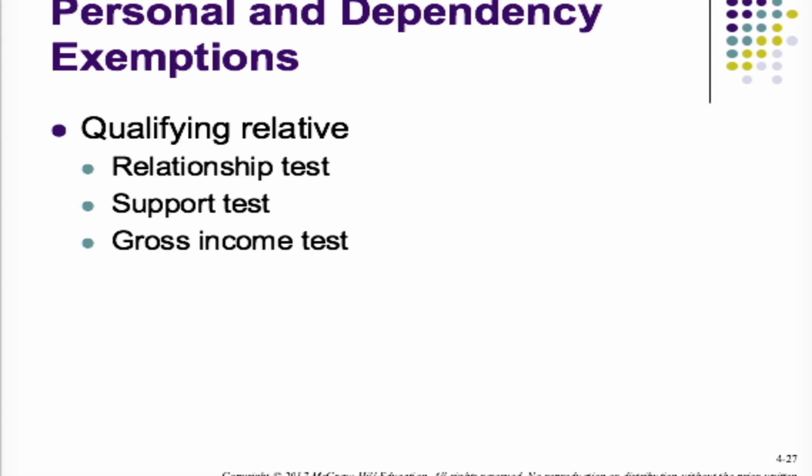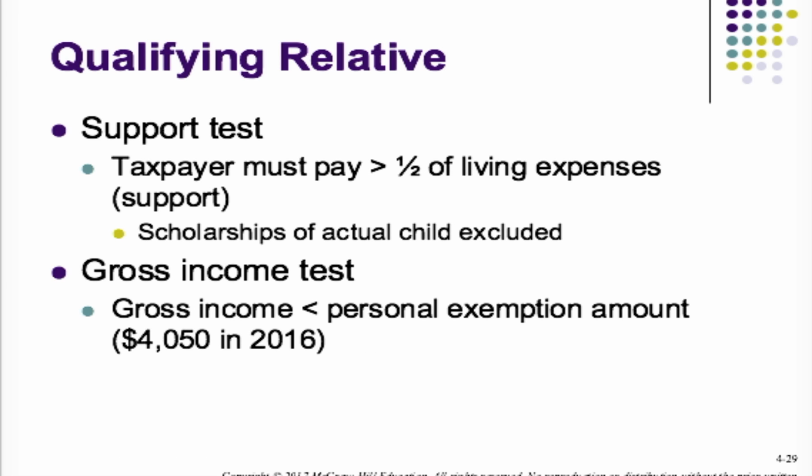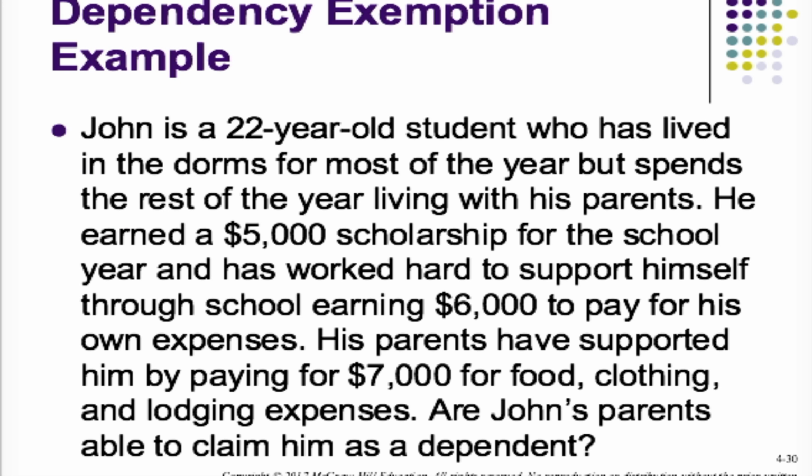Okay, now let's look at qualifying relative. This is similar to a qualifying child in the effect of having one of these individuals on your tax returns. It qualifies as a dependency exemption, but the tests are slightly different. Okay, so first test, relationship test. Okay, these are the qualifications. Next, you got a support and a gross income test. Those are the qualifications. Let's take a look at an example.